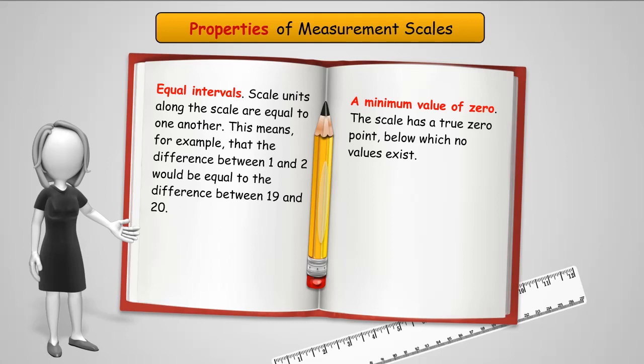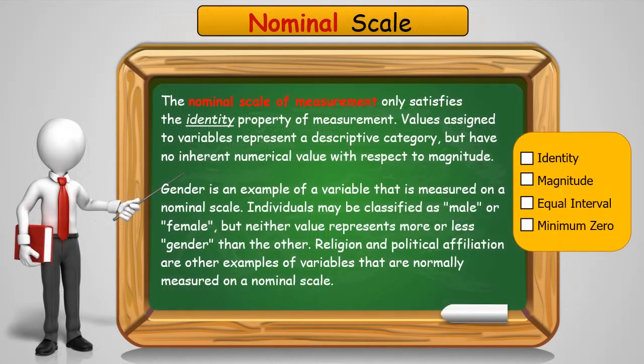Now let's look at how those 4 properties apply to each of the 4 types of scales. The nominal scale of measurement only satisfies the identity property, in that each value is a unique value. So let's take the example of gender. There are unique values for male and female, but there is no magnitude, meaning there isn't an order. If you're going to place them on a scale, there's not an order to them. They can be in either order. And there's no measurable interval between them, and there isn't a minimum value of 0. So identity is the only one that's actually met.